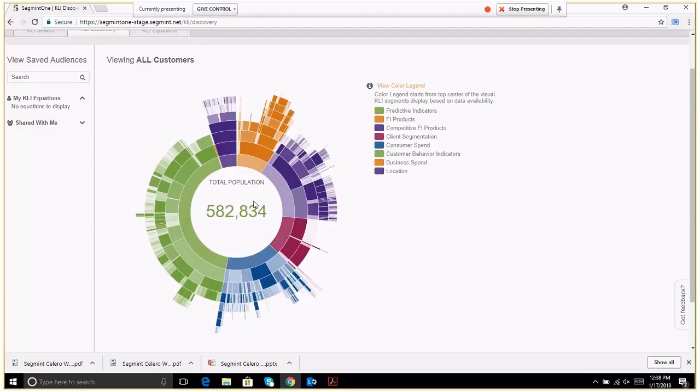Another area that I wanted to highlight before I show you how we do all of this is the competitive side of the KLIs.